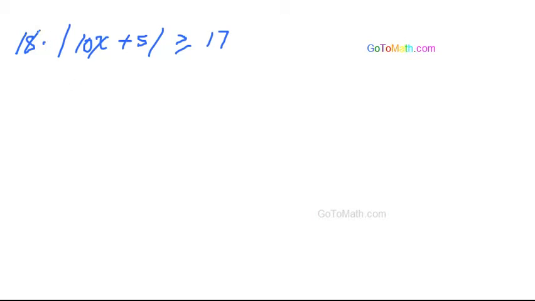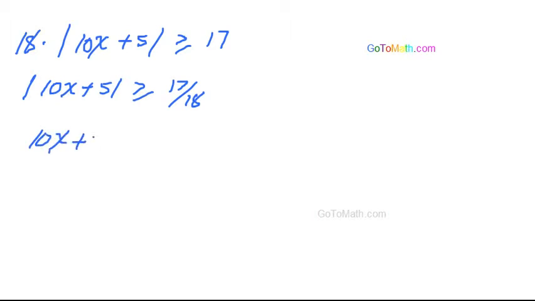So the first thing we're going to do is get this 18 over to this side, right? So we got 10x plus 5 is greater than or equal to 17 over 18, and that's not going to reduce down. Just take that diagonally down, or you can think of it as multiplying both sides by the reciprocal, which is 1 over 18. Now we go ahead and drop the absolute value bars. You should really be catching on to this by now.